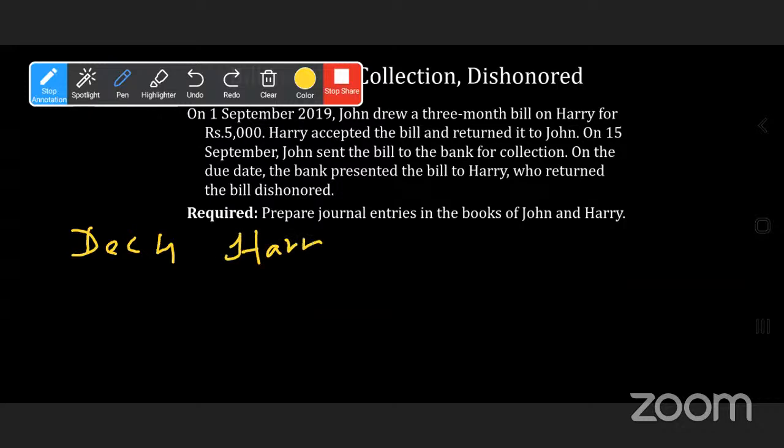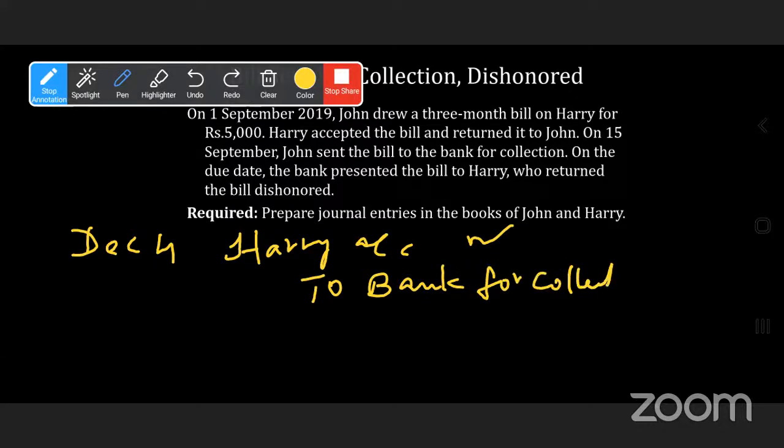Harry account debit to bank for collection account, 5,000. Narration is being bill sent for collection dishonored. Is it okay? Now let us see the journal of Harry.